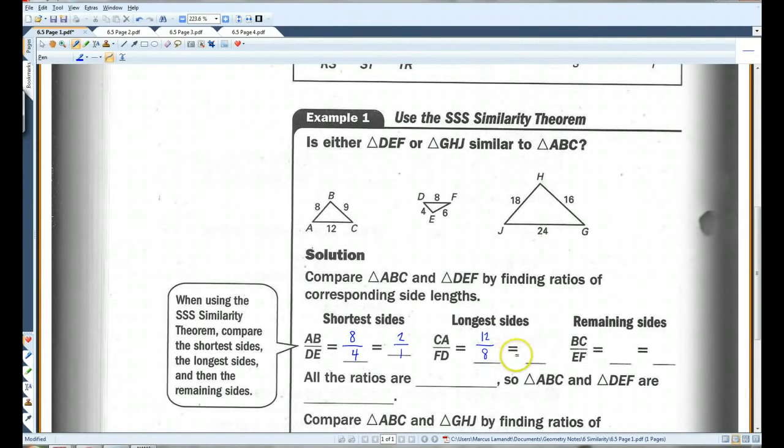If you simplify that, you get, let's see here, divide by 4. You get 3 over 2. BC is 9. EF is 6. Divide both sides by 3. You get 3 over 2. All the ratios are not equal. So, triangle ABC and triangle DEF are not similar. In order for these to be similar, each of these ratios needs to be exactly the same.